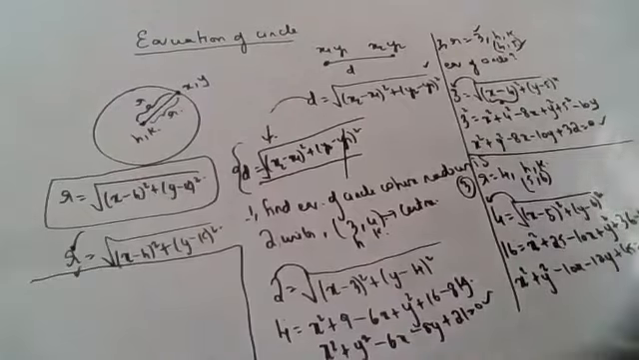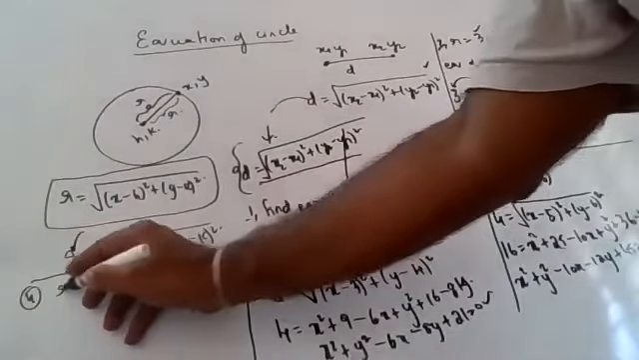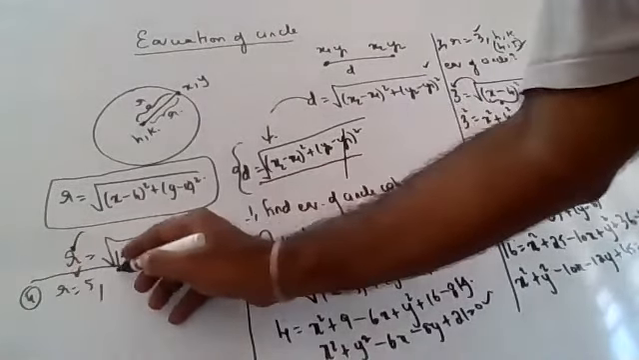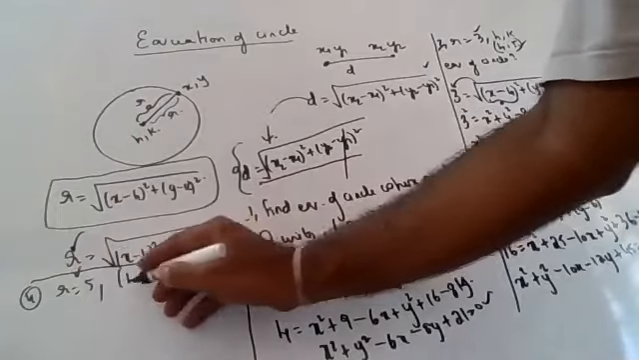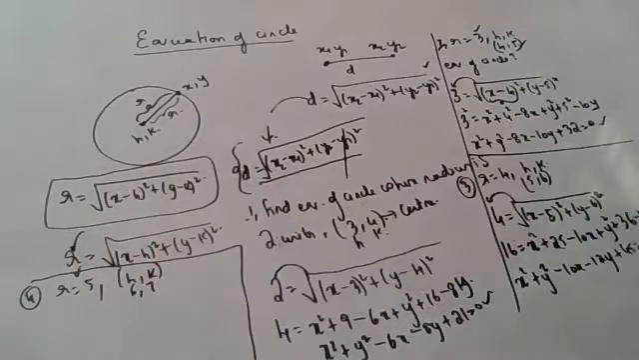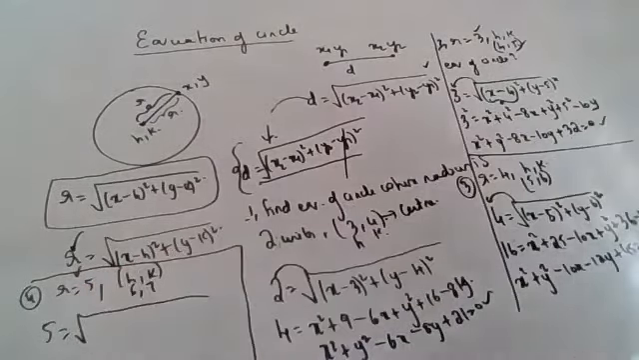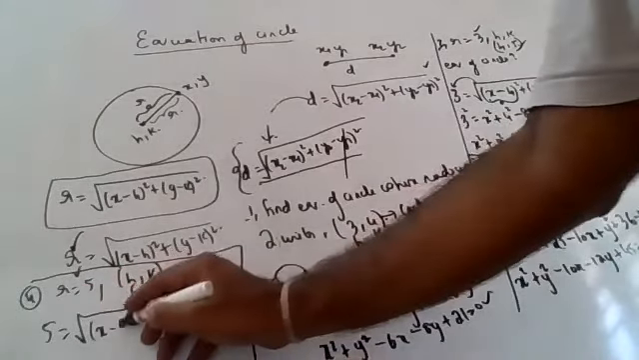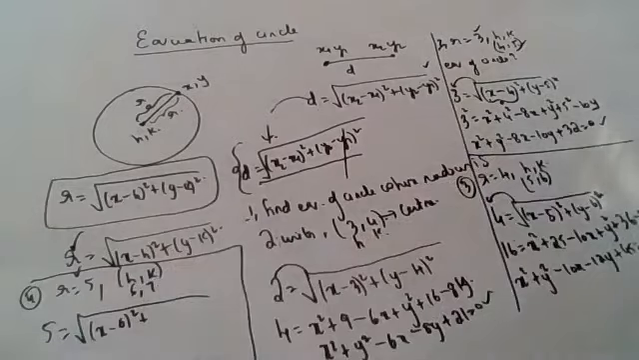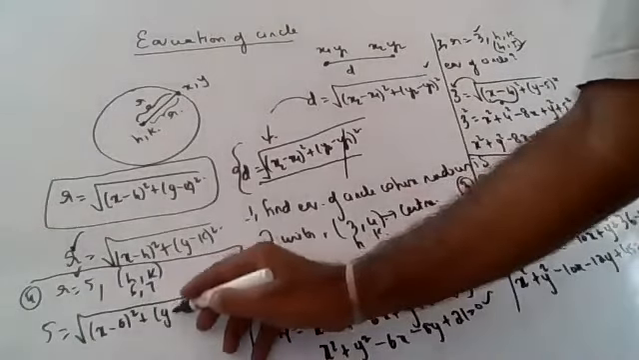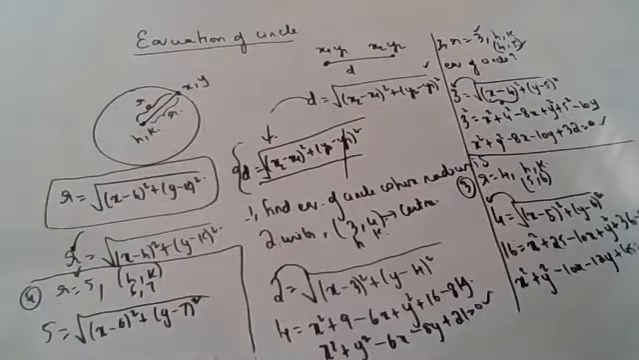Okay, Sahasra, can you tell? Yes, sir. The radius is given as 5. The coordinates of the center of the circle are given as 6, 7. Can you help me in substituting this formula? Yes, sir. 5 is equal to the root of (x minus 6) whole square plus (y minus 7) whole square.